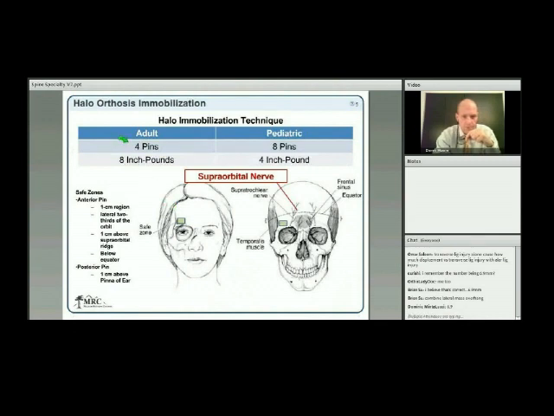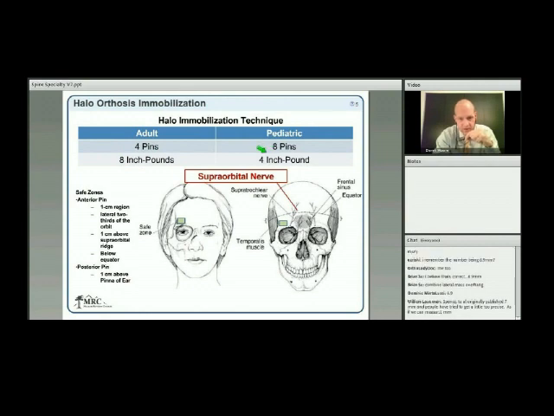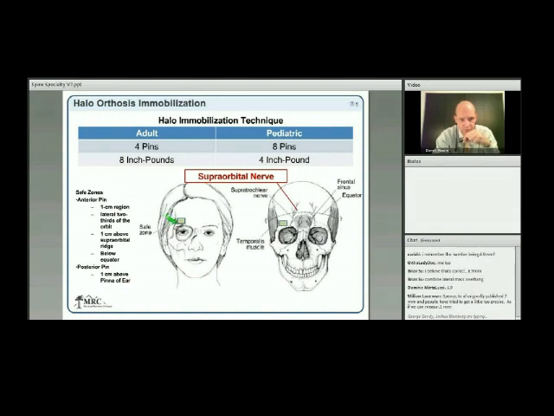So for halo immobilization, you need to know the technique in adults. In adults, you place 4 pins at 8 inch-pounds of torque. In children, you do twice as many pins at half as much torque, so it would only be 4 inch-pounds. There is a safe zone. The safe zone is a 1 centimeter region that is in the lateral 2/3 of the orbit, 1 centimeter above the supraorbital ridge, and below the equator.